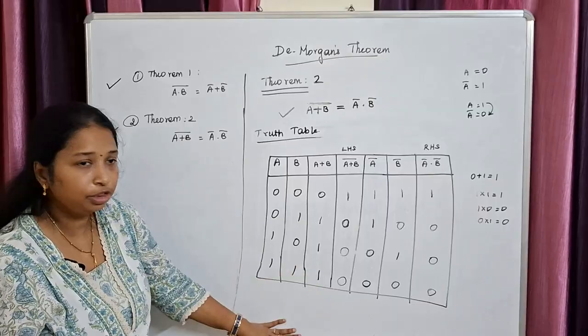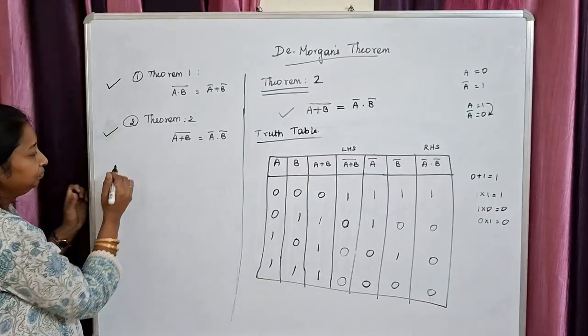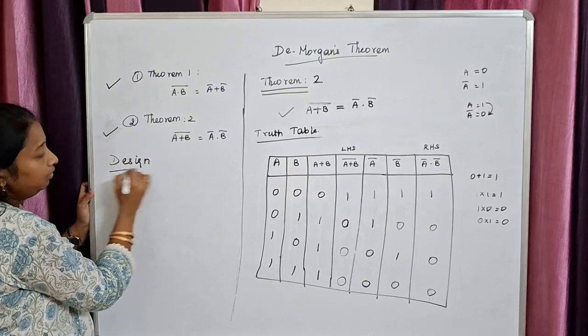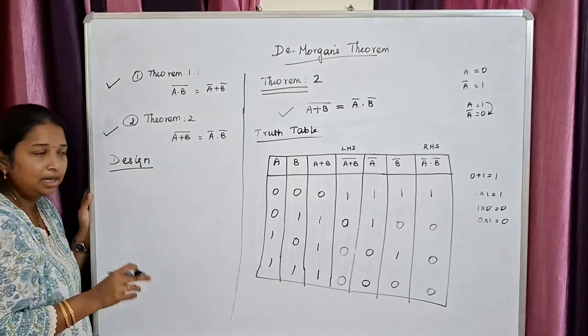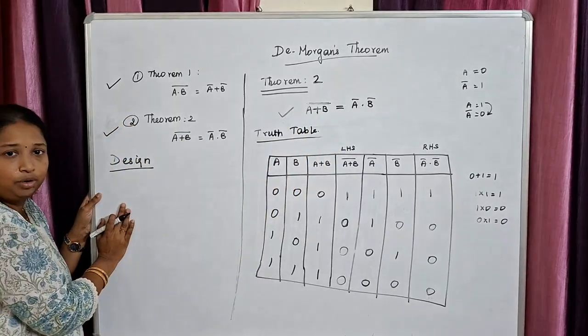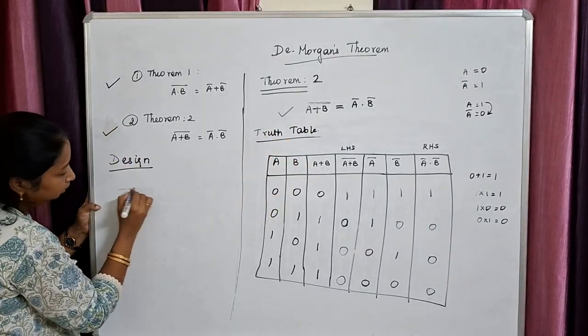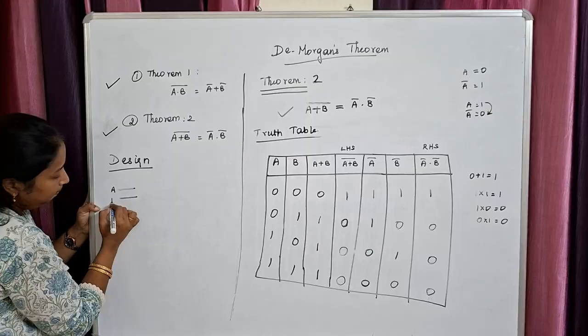Now, after proving your theorem using truth table, what is the next step? We have to do the design procedure. How do you design? We design it using logic gates, right? Based on the Boolean expression that we have here, based on that we are going to design. Clear? How many inputs do you have? You have got 2 inputs. What are the inputs? It is A and B.